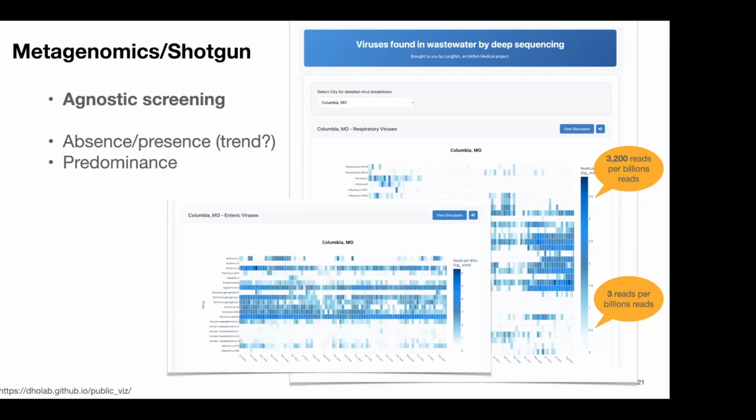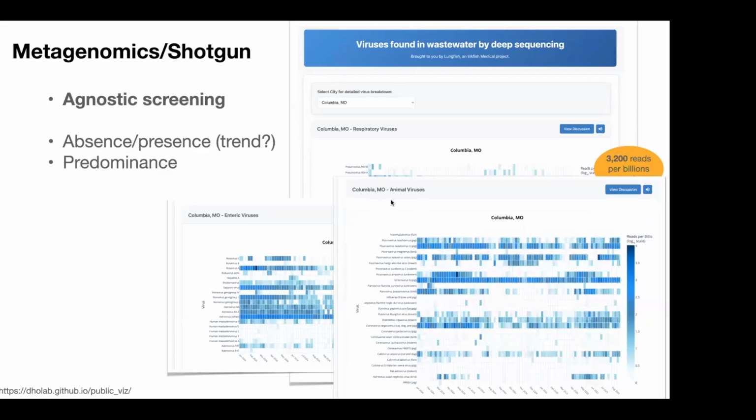There's also information about enteric viruses, because enteric viruses spread better through feces. You can see that the log is higher, with millions of reads per billion reads. And they also have animal viruses. I'm guessing that was also to show some information about H5.